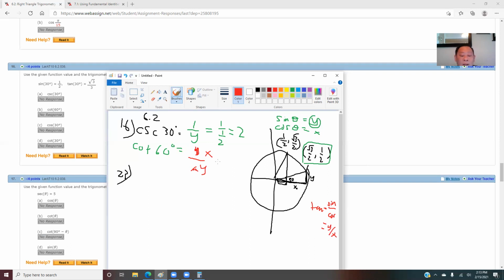X over y. Yep. And what is x in this case? X is, again, this is 60. Look at here. X is half, 1 over 2. And y is root 3/2, right? And because they have 2, you can cancel these 2 out. So what you get? 1 over square root of 3, which is the same thing as square root of 3 over 3. Wait, I never knew how to do that, to be honest. I've always seen it. I just never.